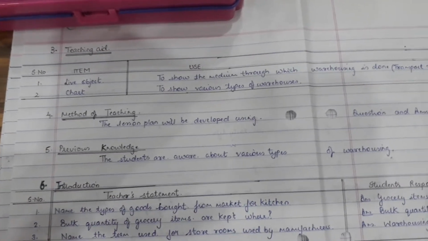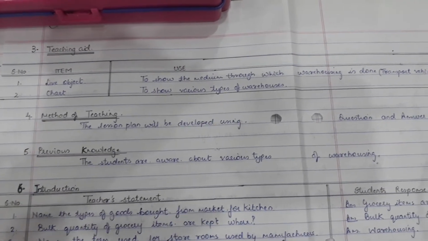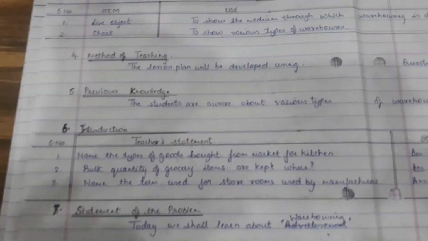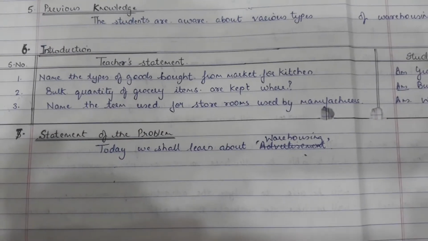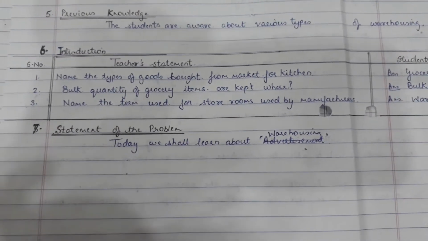Fourth point is method of teaching. The lesson plan will be developed using question and answer method. Fifth is previous knowledge. The students are aware about various types of warehousing. Sixth is introduction part. Now here is the main part, introductory level.